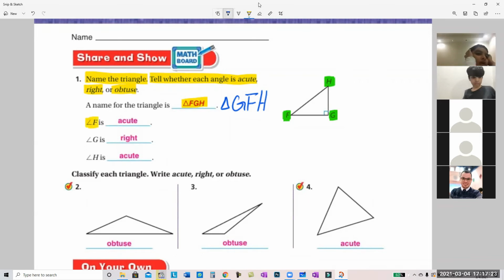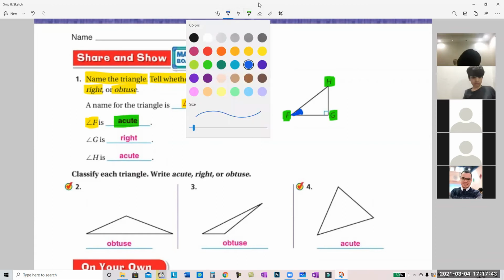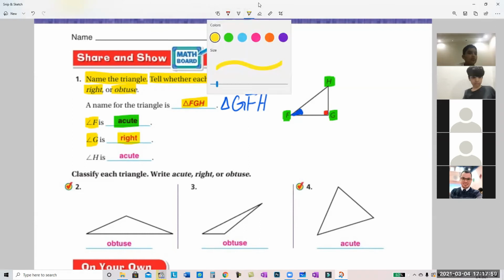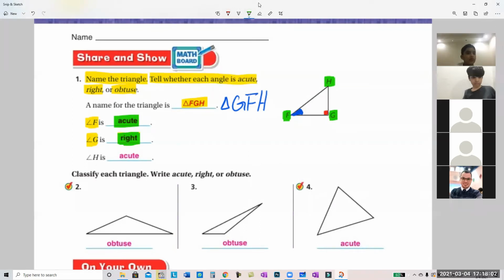So what about angle F? Angle F here has a small distance, right? So we have a small space between the two rays here. So it will be acute. Okay, what about the next one, angle G? In angle G, we have a square corner, right? As you see here, we have a square corner. So the square corner here is called right. That's the sign of the right angle, a square corner angle.